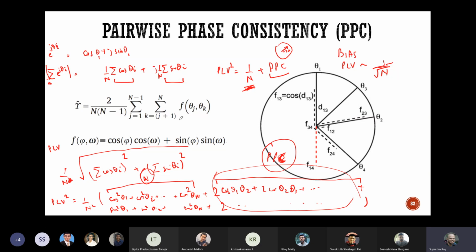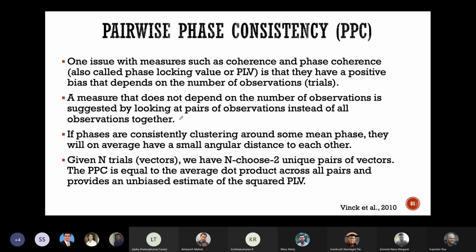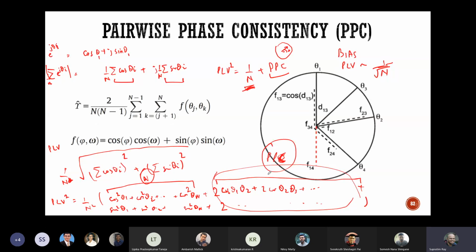So this is why the PPC is equal to, which is the average dot product across all pairs, provides an unbiased estimate of the square of the PLV. If you had a million trials, then the first term would drop out, and you will get the PPC as the square of the PLV. Okay, does that make sense?